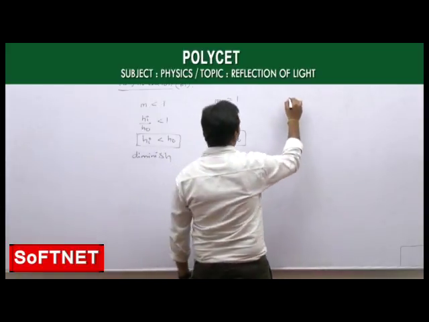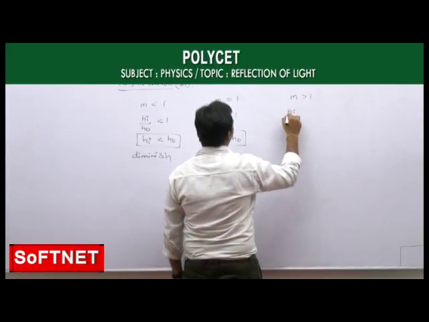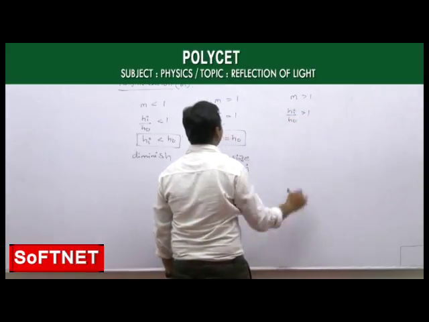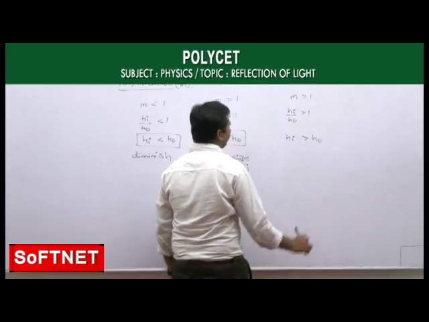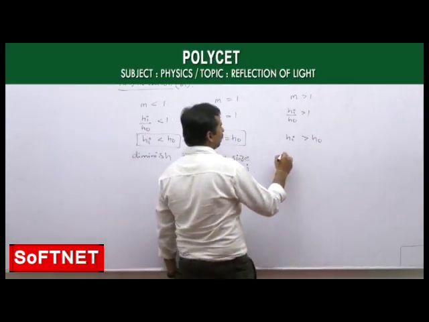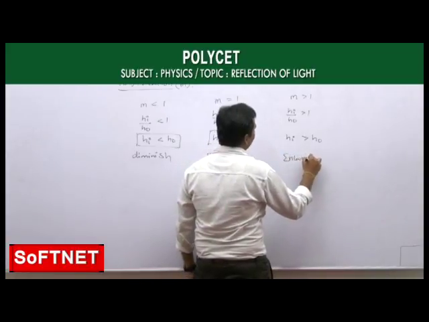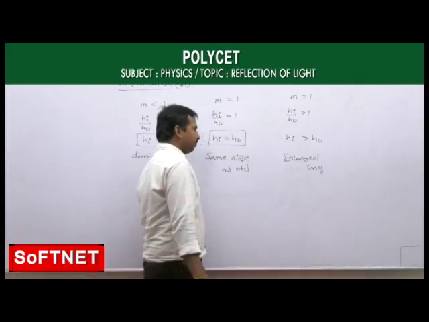And third case, here we have an m value which is greater than 1, meaning the height of the image by height of object is greater than 1. Then the height of image is greater than the height of object. If the height of the image is greater than the height of object, we call those images enlarged images.